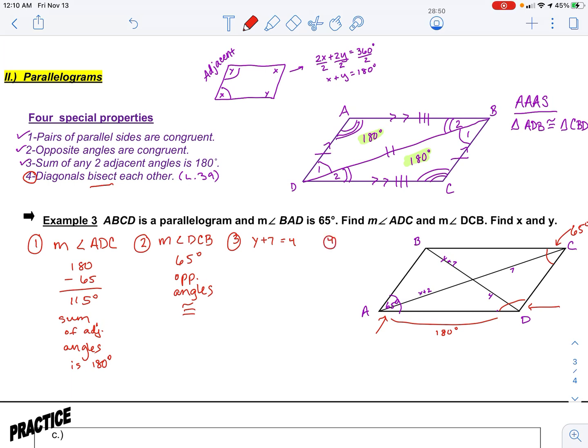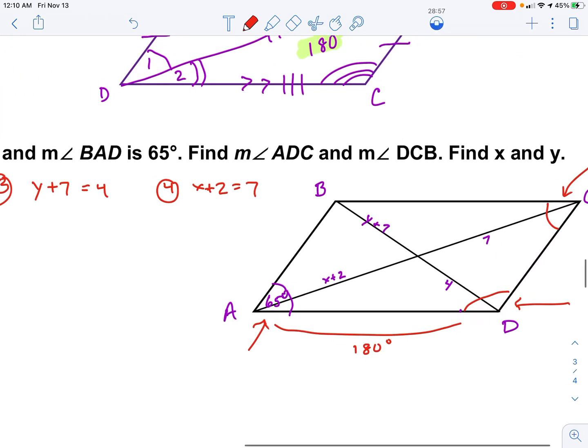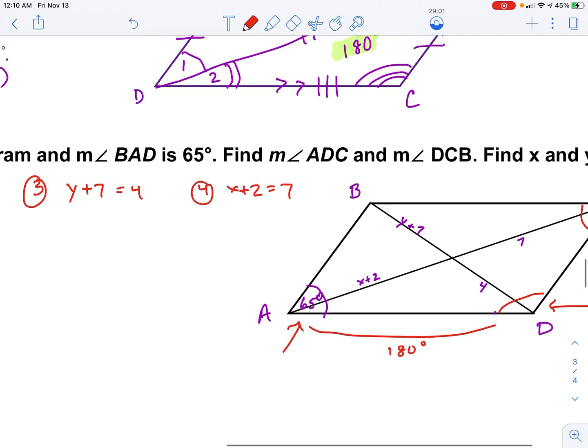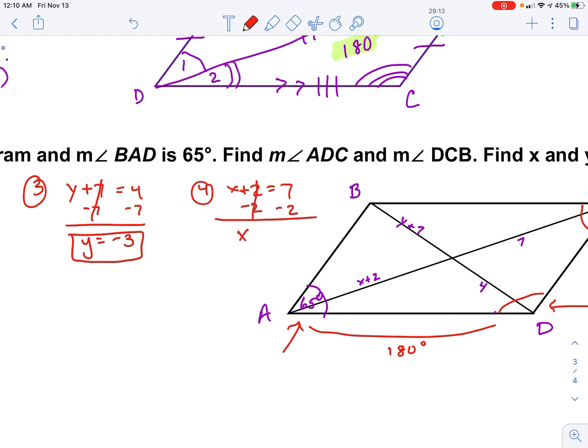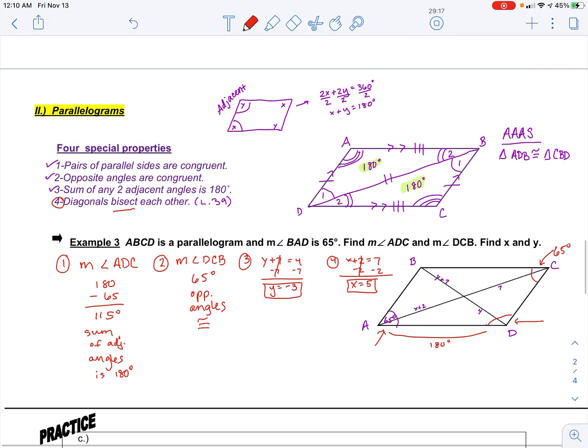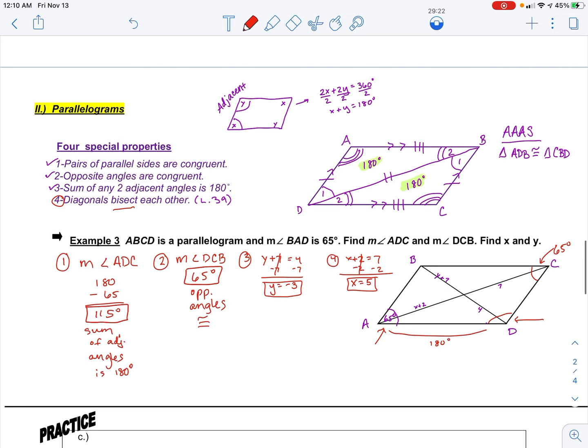And then for the last one, here's what we're going to solve. X plus 2 is equal to 7. So just so you know where I'm getting that. Y plus 7 equals 4. So let's solve that. We're going to get y equals -3. And for the last one, we're going to get 5. X is equal to 5. So there's 4 things we were able to come up with on that parallelogram.